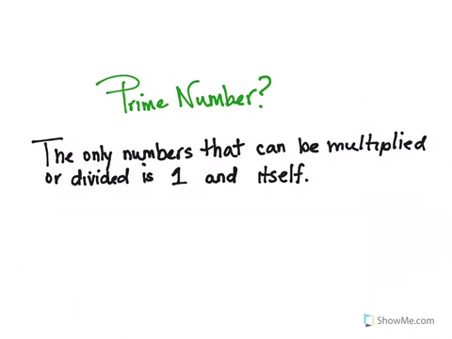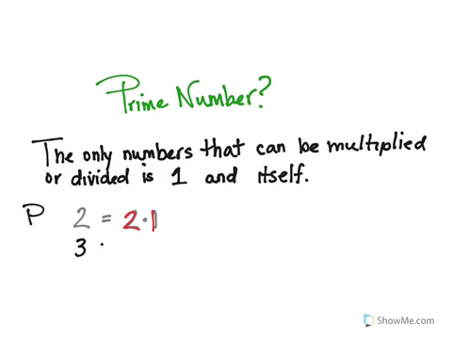Well, a prime number is where the only numbers that can be multiplied or divided by is 1 and itself. So guys, let's just kind of go in a list here. I'm going to skip the number 1. We'll talk about that another time. But think about the number 2. The only way that you can get 2 is to multiply 2 times 1. There are no other whole numbers that can multiply to 2. So we've got 1 and itself. So 2 is a prime number.